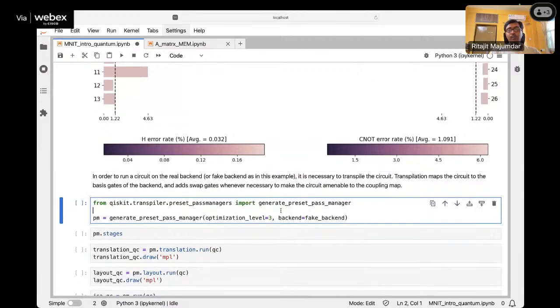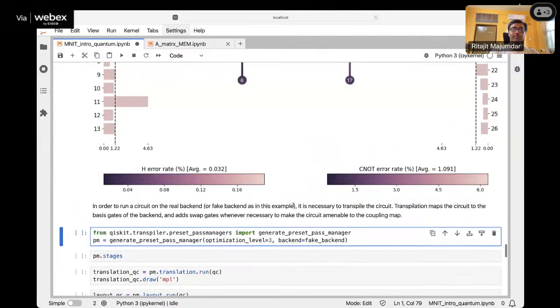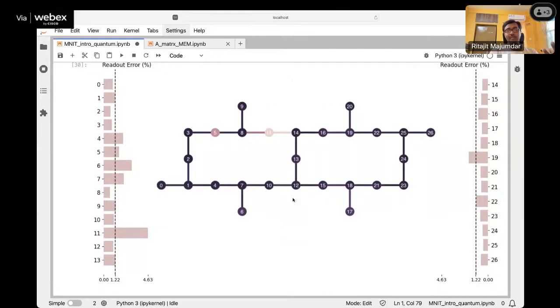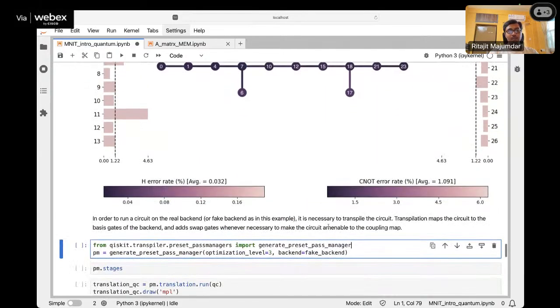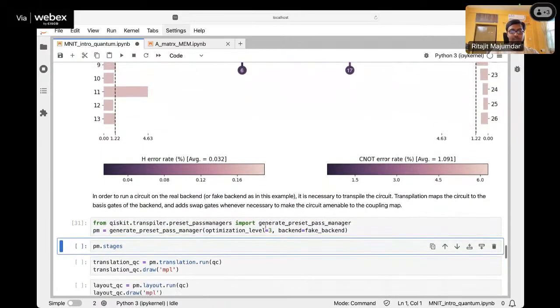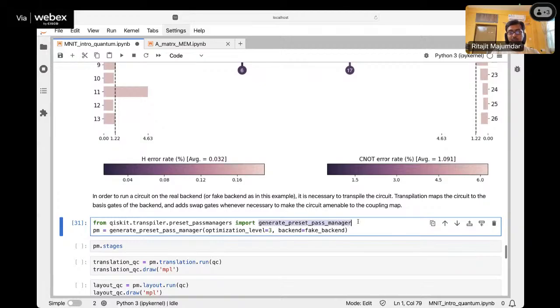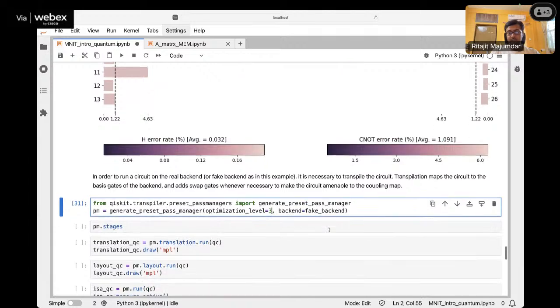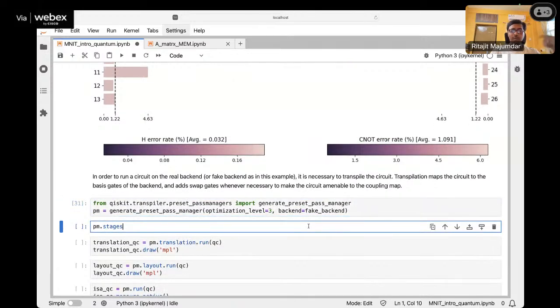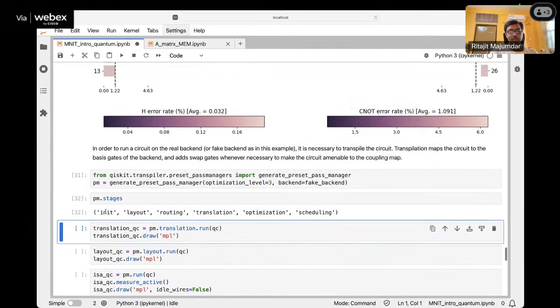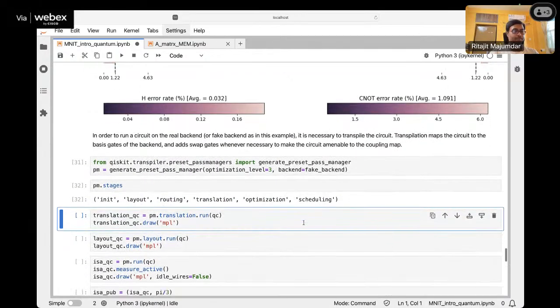When we need to run it on a real backend or fake backend, as you know, it basically mimics the real backend. So we need to transpile this circuit. To transpile, I know you have already seen this, we do this generate preset pass manager. I am passing in the optimization level and backend equal to fake backend. Now, if you remember from one of the last lectures, there are 6 stages in a pass manager, and you can actually see the stages by just calling pm.stages. These are the 6 stages.